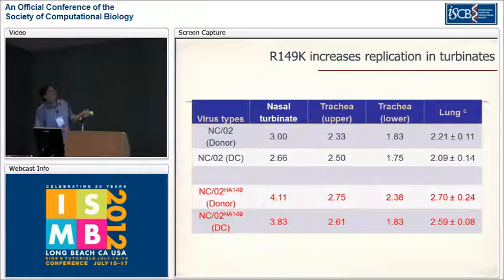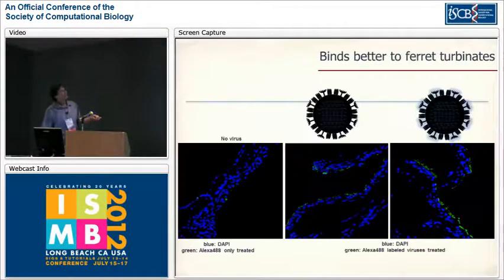So the question is, what's happening there? For that, Richard analyzed samples from various tissues. This is the original, and this is the mutant. The only difference here is in the nasal turbinate, which is at the end of the nose of the animal. And you see here that the mutant was found there more than the normal.